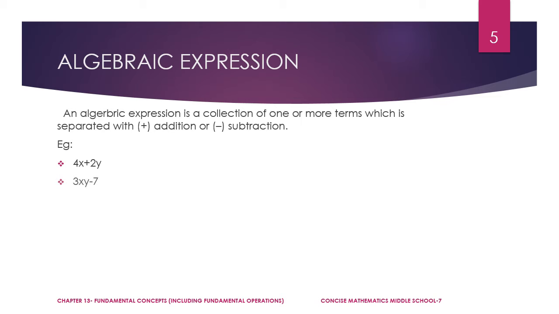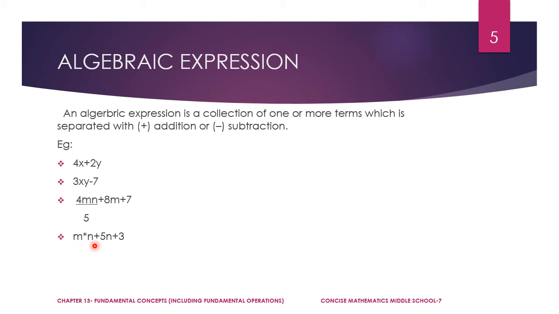Now let's consider another example. 3xy minus 7. Here 3xy is one term and minus 7 is another term. Here you are having two terms. Here 4my divided by n, all together, is considered as one term. Division also together is considered as one term. 8m is another term and 7 is the third term. So it is having three terms.